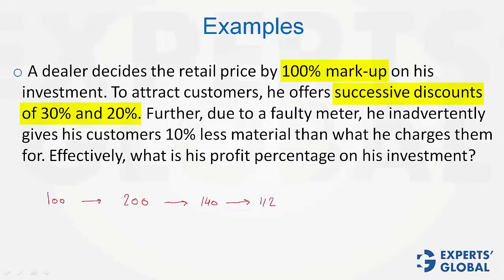Then there is another problem that due to a faulty meter, he is giving 10% less material than what he charges for. So while his cost price should be 100, because of the fault in his meter, he is giving stuff worth only 90. He is giving 10% less material, and therefore, effectively, what is the profit percentage? Profit is 112 minus 90. That is 22 on a base of, remember, not 100, but 90, because practically the cost to him is 90. 22 divided by 90 turns out to be 24.44% profit on his investment.